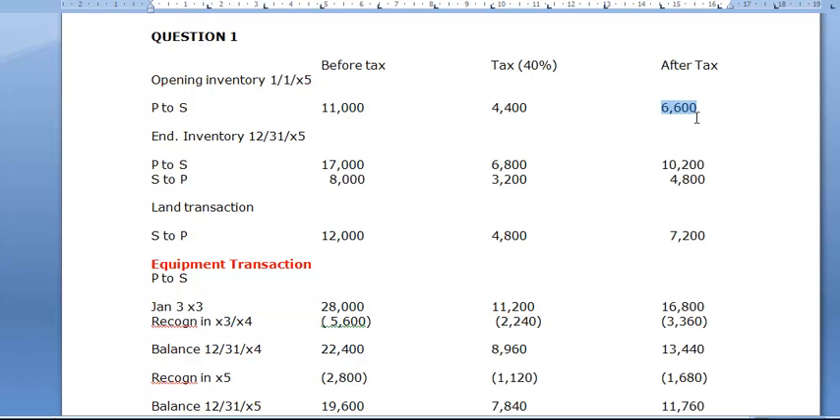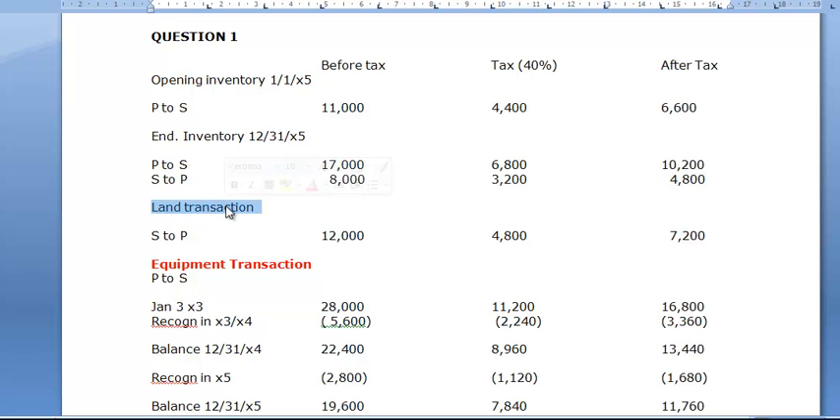Now, we're not going to literally adjust the parent's income to take in $6,600 or to remove $10,200, and we're not going to literally adjust the sub's income to remove $4,800 in profit. Each of those entities has legitimately booked profit in the proper year. What we want to do is recognize it when the consolidated entity can actually book it. So now we'll look at the land transaction.